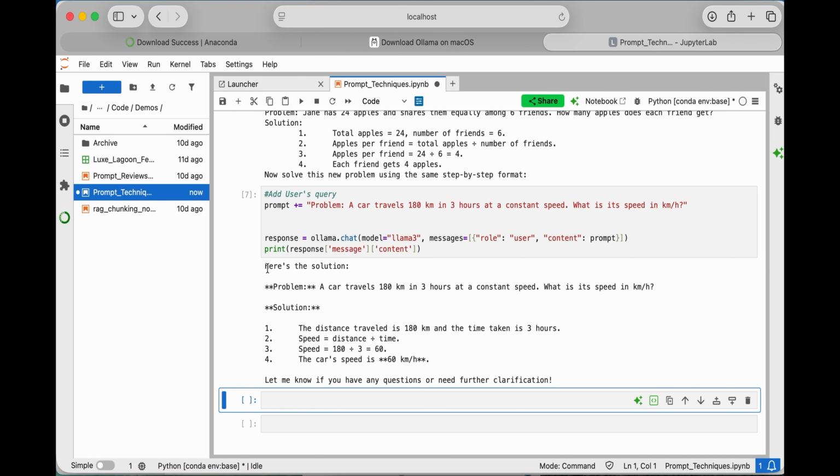And we have the model's response, and I see that it has followed the 4 steps. The first step is to restate the numbers. So it says the distance traveled is 180 kilometers and the time taken is 3 hours. Then it states the equation, which is speed is distance over time. Then it solves the problem, which is 180 over 3 is 60. And then it states the answer, which is the car's speed is 60 kilometers per hour.